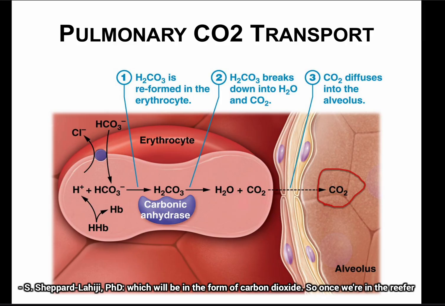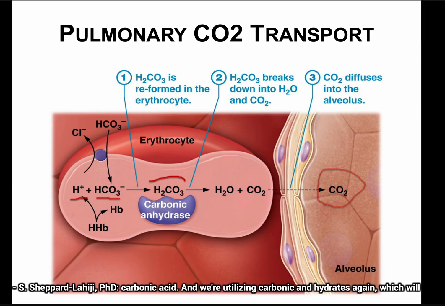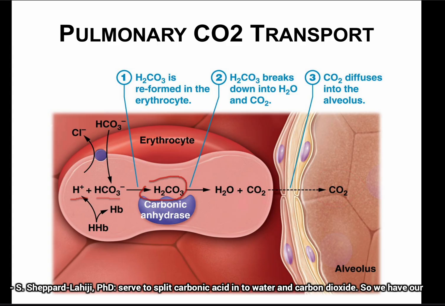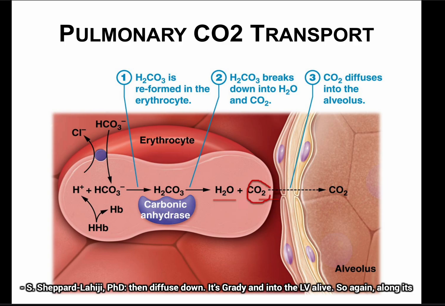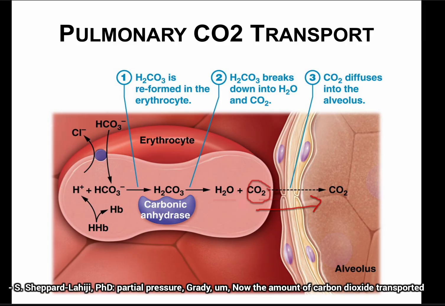So once we're in the erythrocytes, we have bicarbonate, which combines with protons, and that will form carbonic acid. And we're utilizing carbonic anhydrase again, which will serve to split carbonic acid into water and carbon dioxide. So we have our carbon dioxide release. So this reaction frees up carbon dioxide, which can then diffuse down its gradient into the alveoli. So again, along its partial pressure gradient.